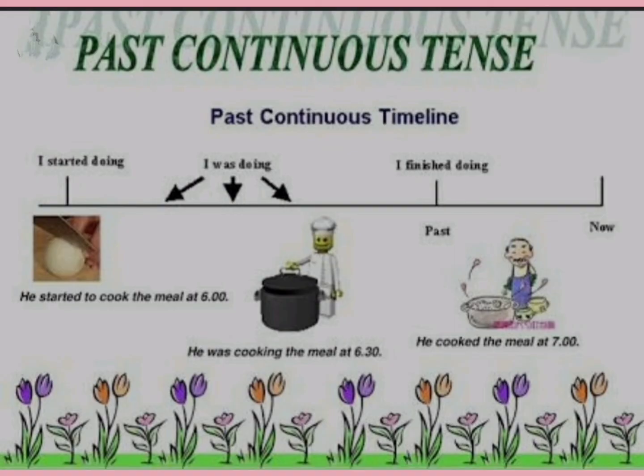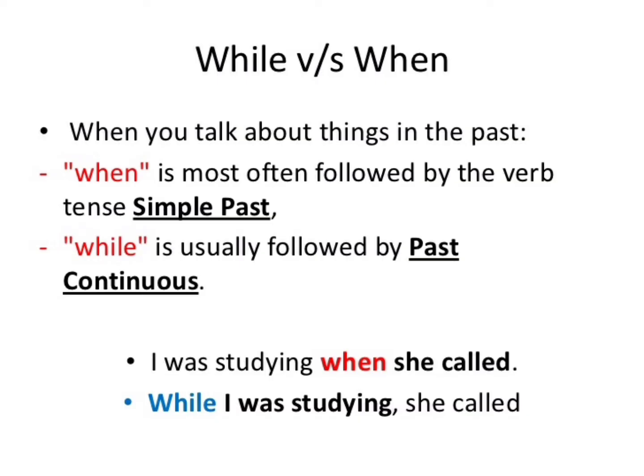Okay, now past continuous. So what is the past continuous tense? This one also you have learnt earlier. He started to cook the meal at 6. He was cooking the meal at 6:30 and he cooked the meal at 7. So you have understood that he started doing it, he was doing it, and finally at 7 o'clock he finished doing the thing. So what can be the past continuous tense? Just we need to revise.